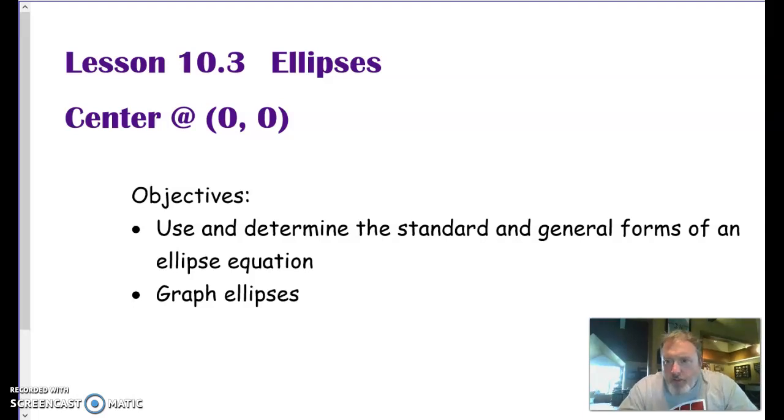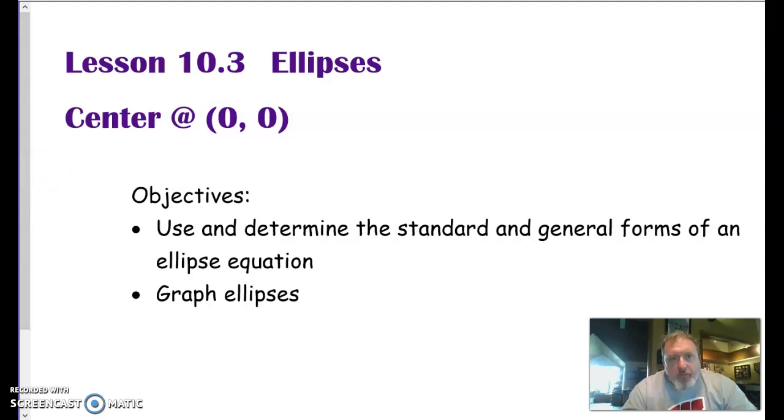All right, welcome back. Today we are going to discuss section 10.3, ellipses with a center point at 0, 0. As you know, we kind of go out of order in this chapter, so we did 10.1 and 10.2, and then we did 10.5. Now we're going to go back to 10.3, which is an ellipse. That's an oval-looking shape. So we're going to look at the standard and general forms of those equations as well as how to graph them.